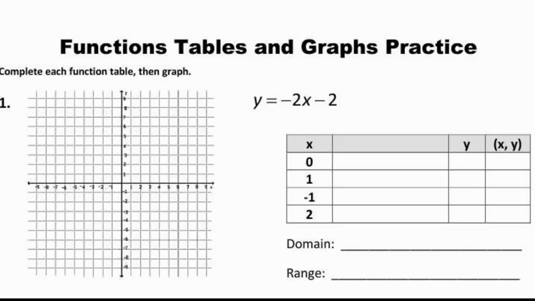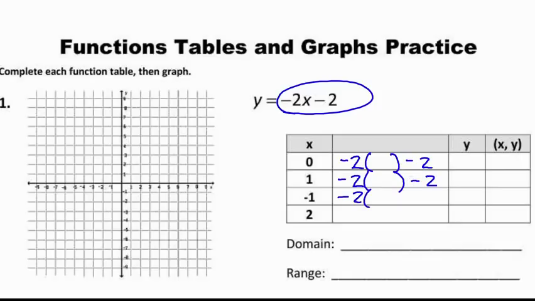All right, so let's try another one together. And for this one, we are given the x values to plug in. They're asking us for the domain and the range. Our equation that we're solving is this. So I'm going to do myself a favor and put blank parentheses where the x is. So I have -2 times whatever x is, minus 2. And I'm going to write that the whole way down for all of those.